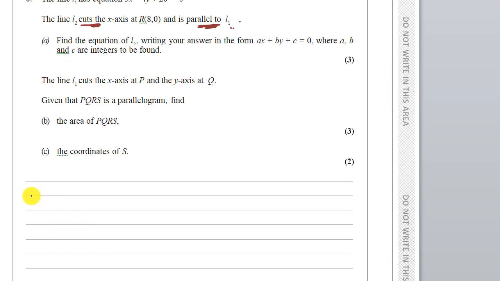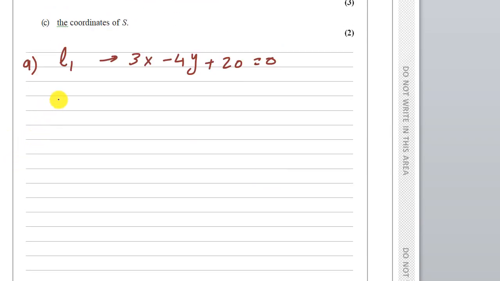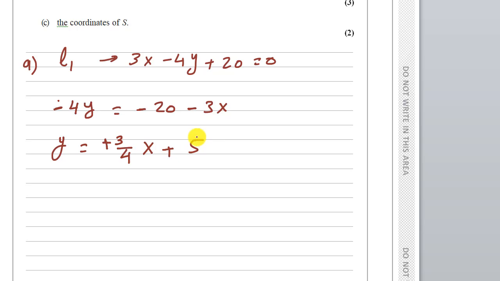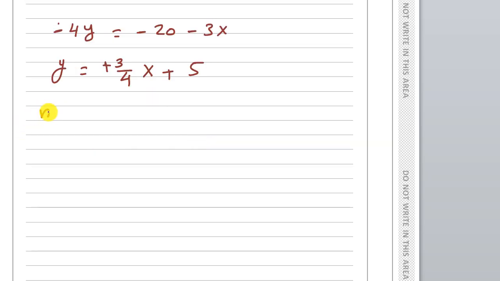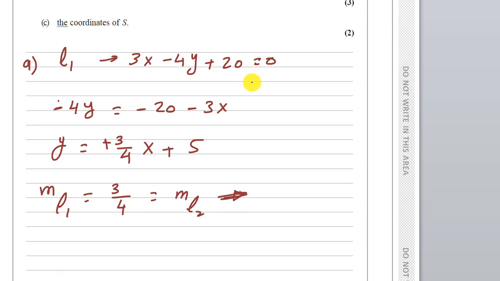So the line L1, this is part A. Line L1, we have the equation 3x minus 4y plus 20 is equal to 0. So we can write the equation minus 4y is equal to minus 20 minus 3x. So y is equal to plus 3 over 4x plus 5. So the gradient of L1 is equal to 3 over 4, which is the gradient of L2. So we find the gradient of L2.